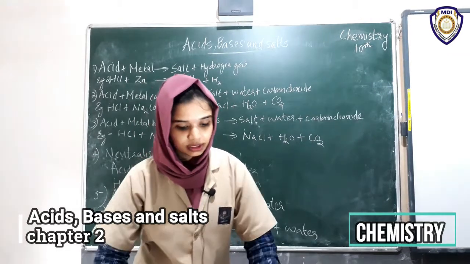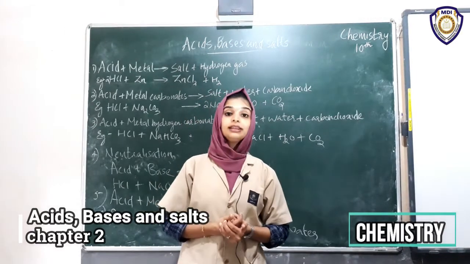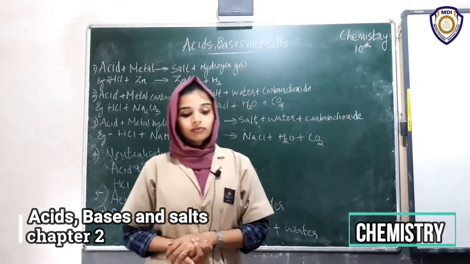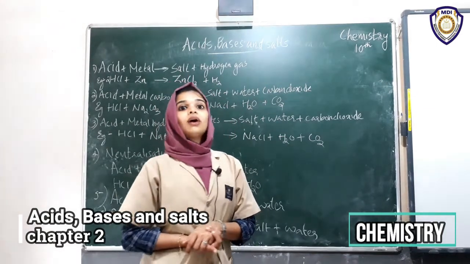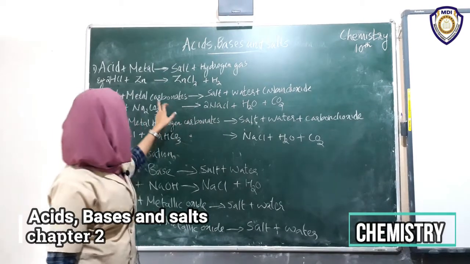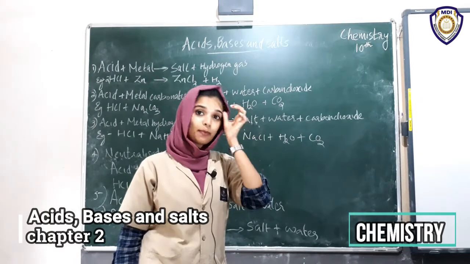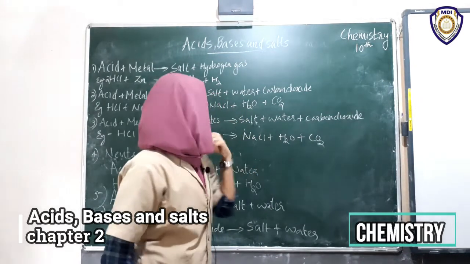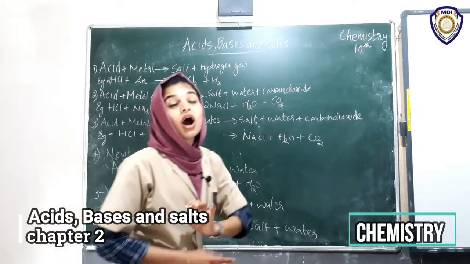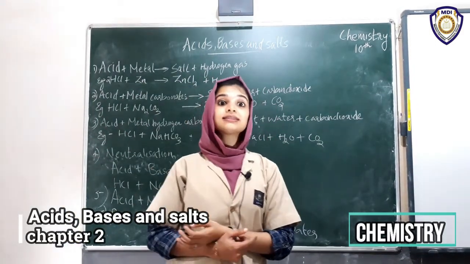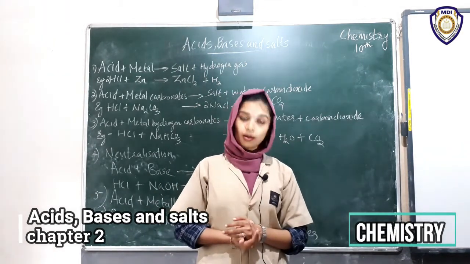Then coming to the question, what do all acids and bases have in common? All acids give hydrogen when they react with a metal. That we have already talked about. The metal displaces hydrogen gas. So every acid has hydrogen in it, and hydrogen will be its common component.